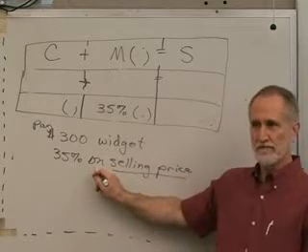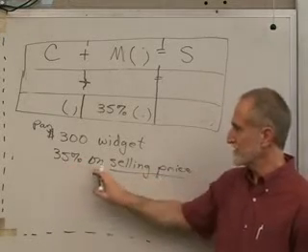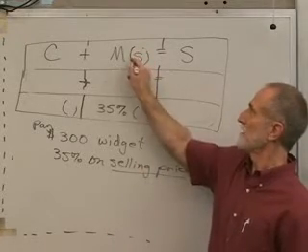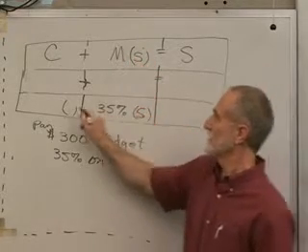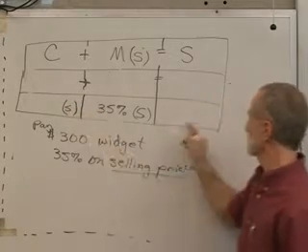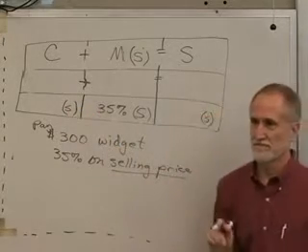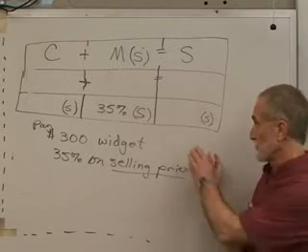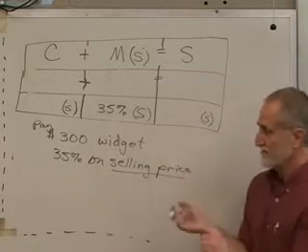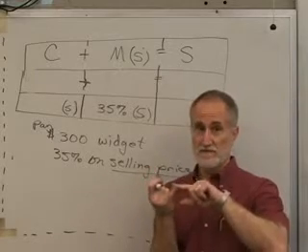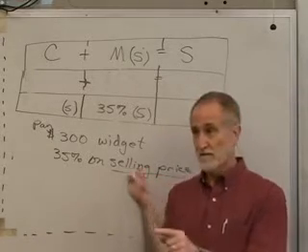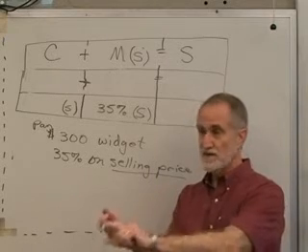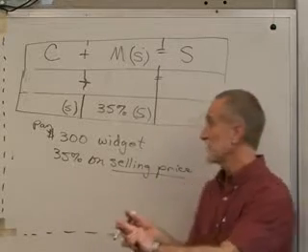This 35% is no longer on cost. It's on selling price. Every one of these percentages is based on the selling price. Now, why would somebody do it this way? A retailer would do it this way because a retailer bases their inventory on the selling price. They base their commissions on the selling price. So it makes sense to base their margin on the selling price.